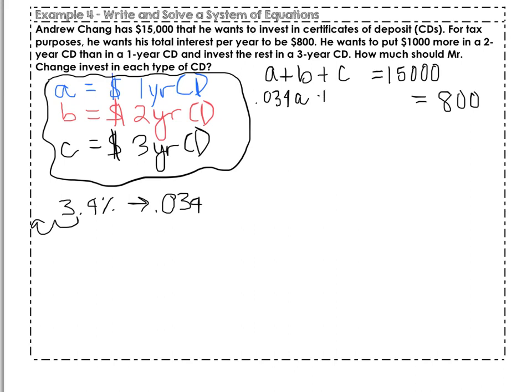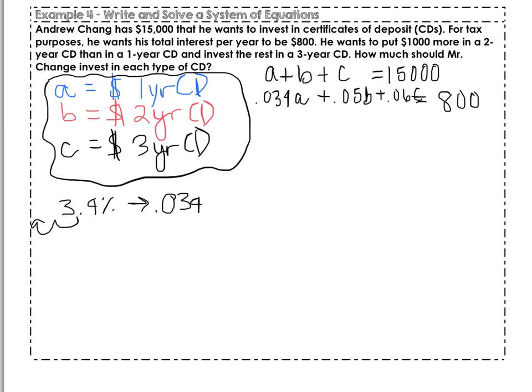For B, his is a 5% interest rate. That's why it's going to be 0.05 times B. And for C, according to our textbook, our 3-year CD has an interest rate of 6%, which will be 0.06C. Oops, I kind of ran into my equal sign here.